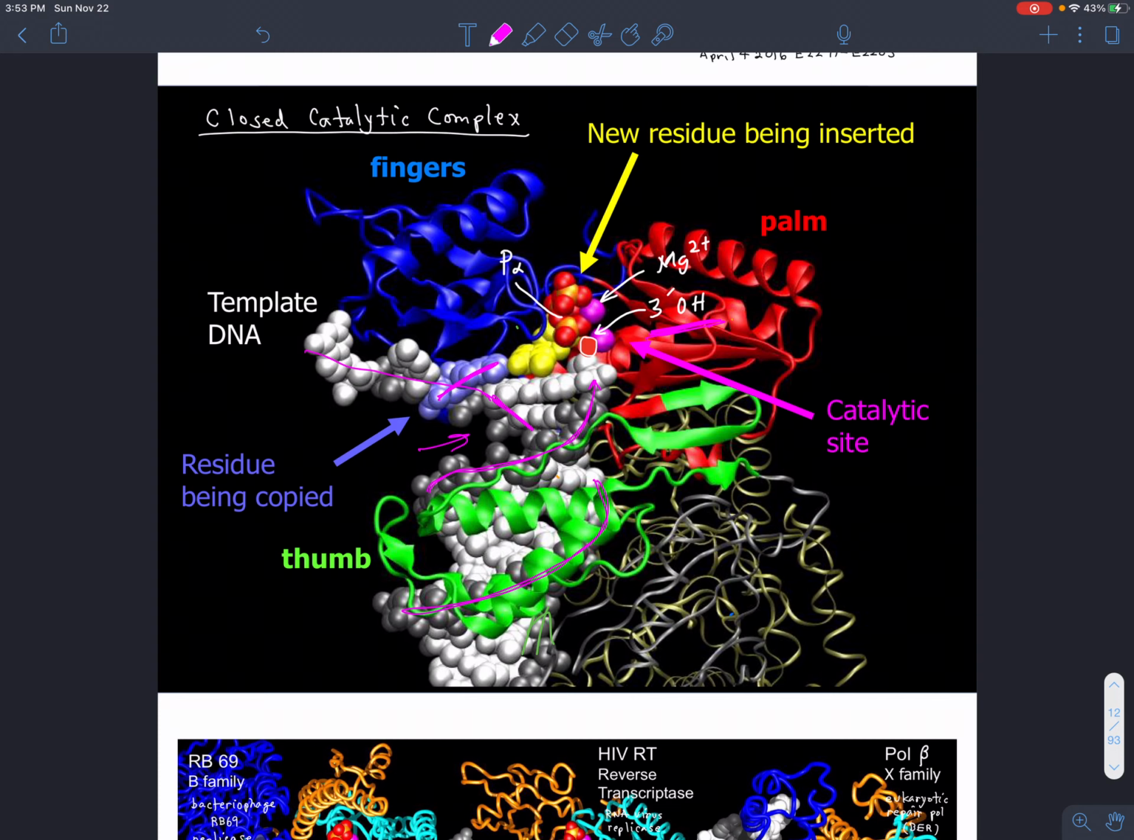Here's the template base that's being copied right at this moment. That's the transfer of genetic information from one strand to the other. That's the key event. A case could be made that it's the key event in all of life right there, that little kiss. And then here's another base on the template strand. Here's another base on the template strand. So these are the guys that are going to get copied next, and then after that, and so on. So that's the DNA, and then you can see the base pairs here, right? These are the already existing base pairs.